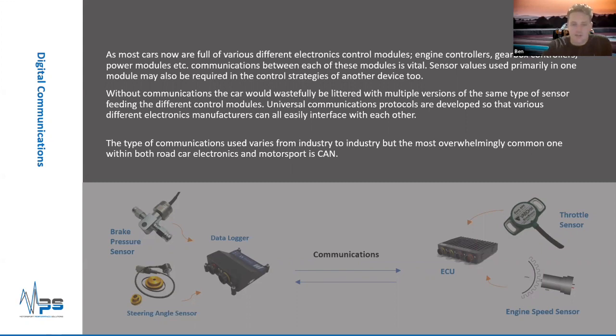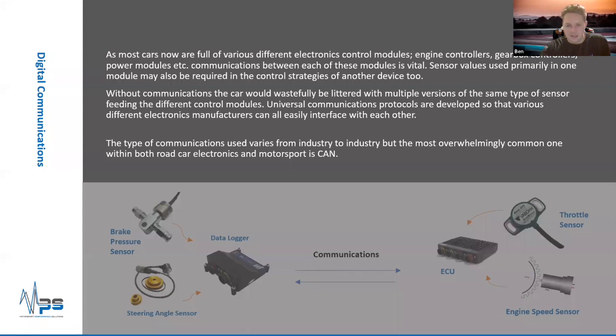There's a few different types of communication protocol that would be employed in the motorsport system, but the most common one, the one that I would focus on if you're just getting into it, is a system called CAN. This is common in both motorsport electronics as well as road car electronics. Unfortunately, I'll go on to explain a little bit more, but in automotive applications, the CAN bus is a little bit trickier to interface with.